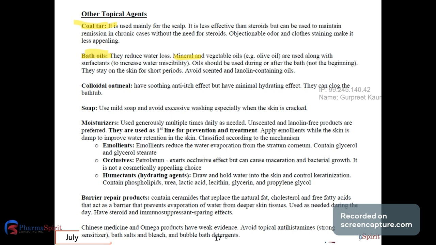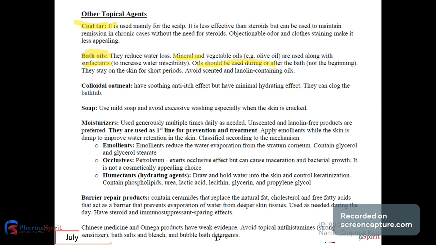And usually, when we use a commercial preparation, these commercial preparations contain surfactant, which will increase the water miscibility of the oils. And that's something very important to please remember: oils should be used during or after the bath, not at the beginning or before. This is important to remember. So, oil should be used during or after the bath.